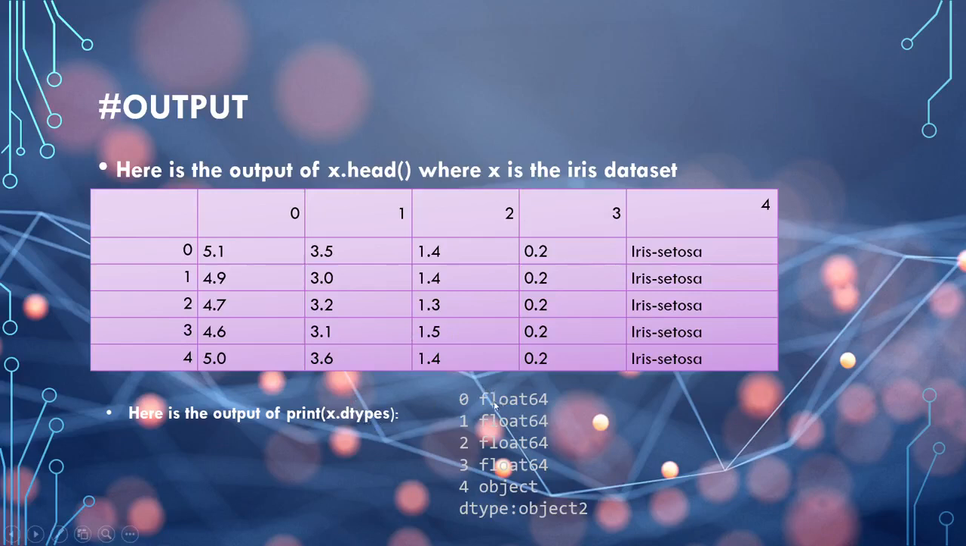As I told you in my previous slide, it will be something like this. The first 4 columns are float, and the fifth is an object, and the data type is also an object.